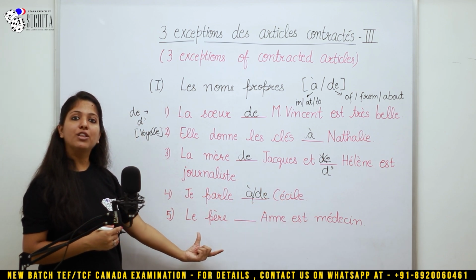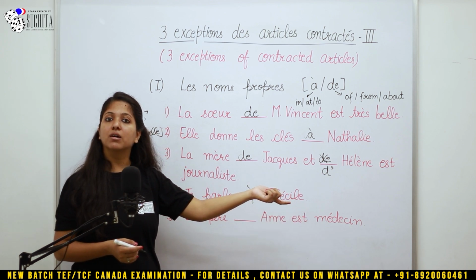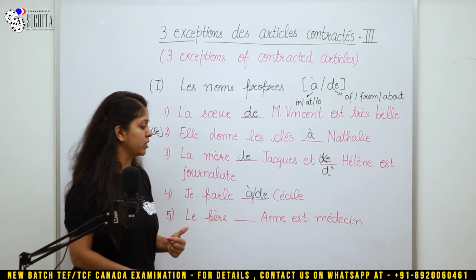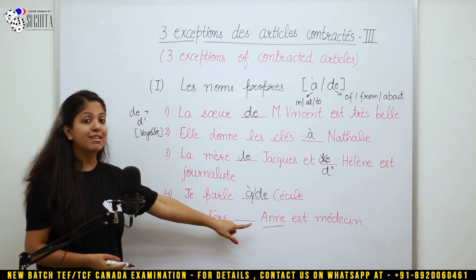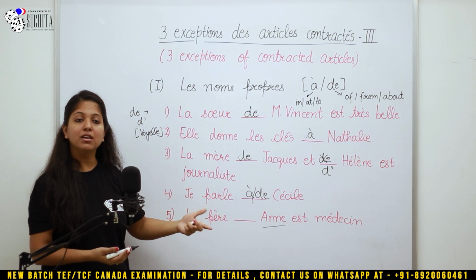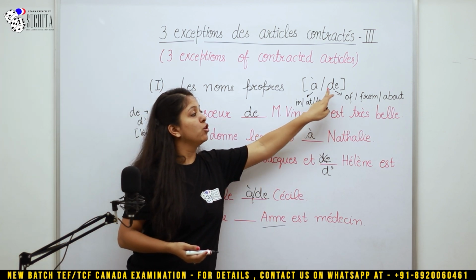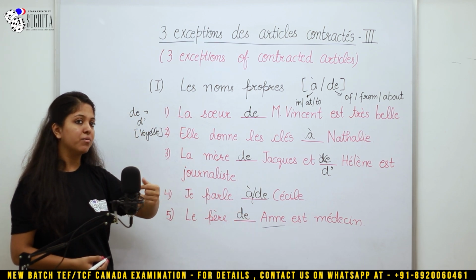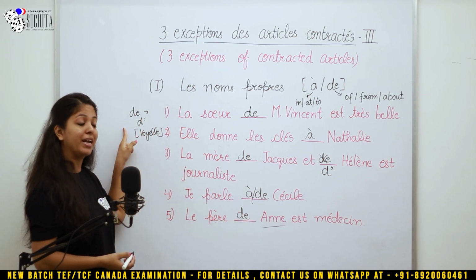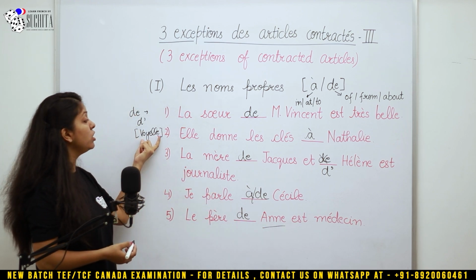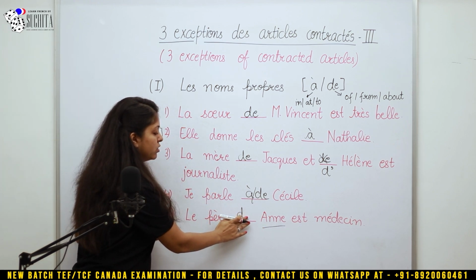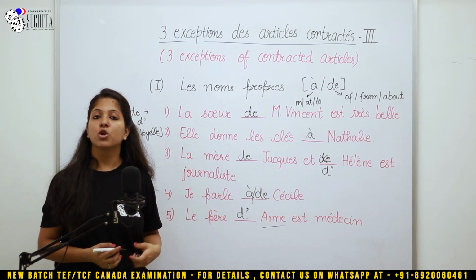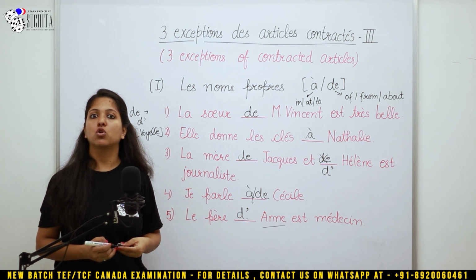Le père d'Anne est médecin. So the father of Anne is a doctor. Now, Anne is a proper noun, so you will not say "of the Anne", you will say "of Anne". For "of", you have de. Le père de Anne est médecin. Now here there is this rule which will be applied. Anne begins with a vowel, so de will change into d'. Le père d'Anne est médecin. The father of Anne is a doctor.